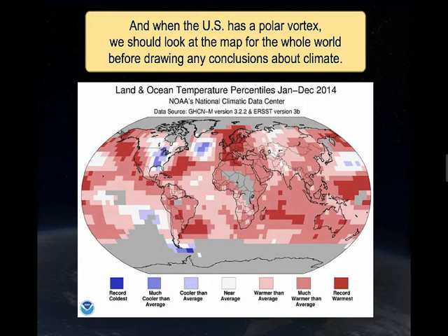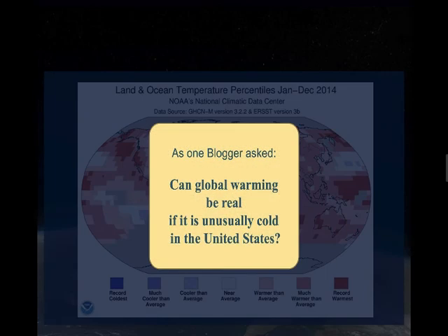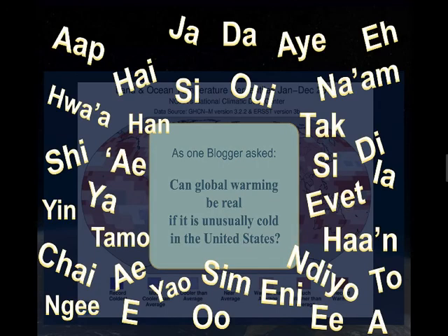Because although Michigan and Oklahoma were unusually cold in 2014 and again in 2019, the rest of the world was sitting there and saying, can global warming be real if it's unusually cold in Michigan or Oklahoma? And the answer in about 100 languages around the world is yes, yes, yes, and yes.